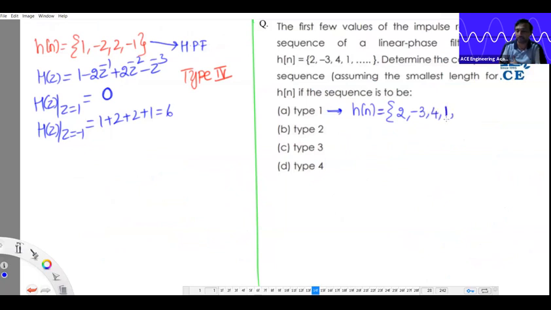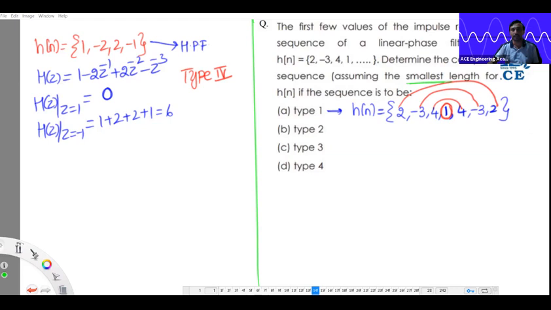Come on. The next set will be 4 minus 3, 2, assuming the smallest length. It looks even symmetric with respect to the middle sample: 4, 4, minus 3, 2, 2. It is 100% obeying even symmetry with an odd number of samples. The question is framed assuming the smallest length. He has given the beginning samples and wants the complete set of samples.